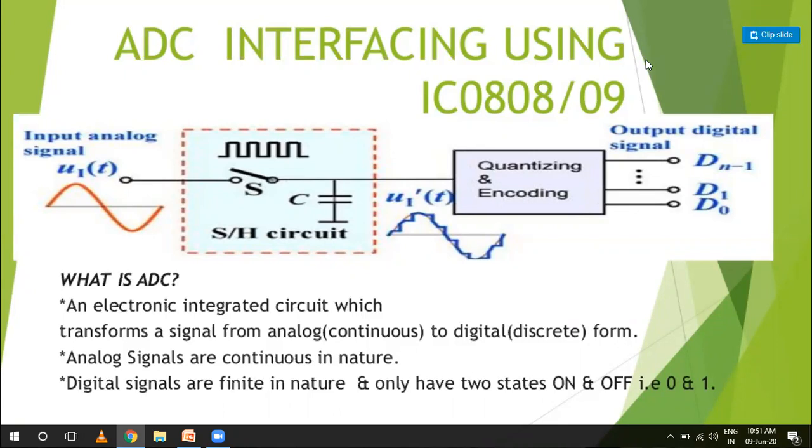When we are talking about analog signals, they are continuous in nature, varying continuously with respect to time, and digital signals are finite in nature and have only two states, 0 or 1, off and on. We only have two binary numbers, that is 0 and 1.